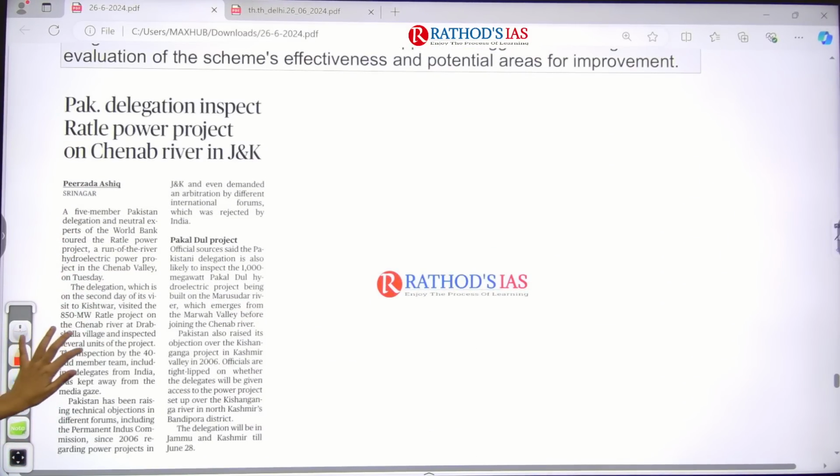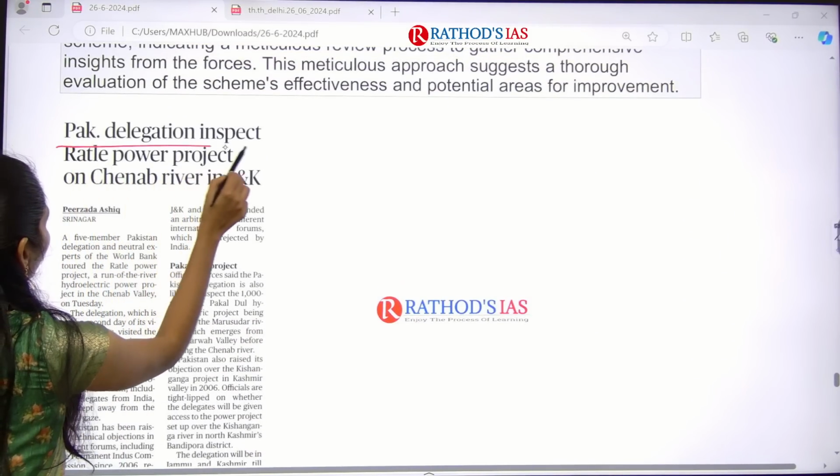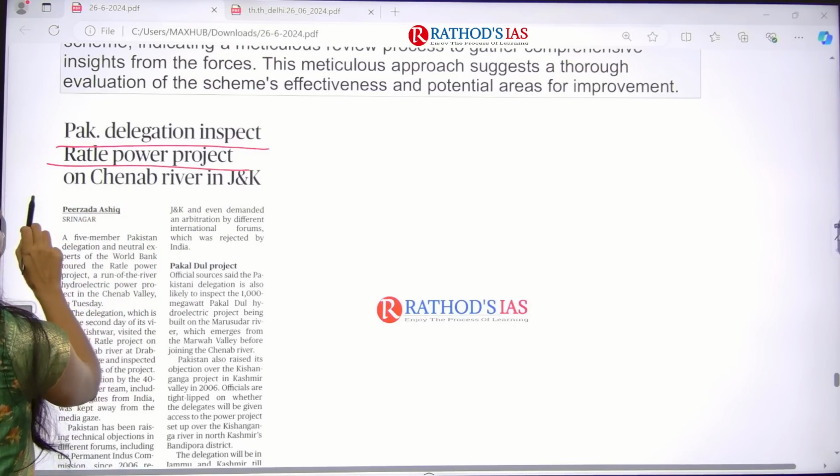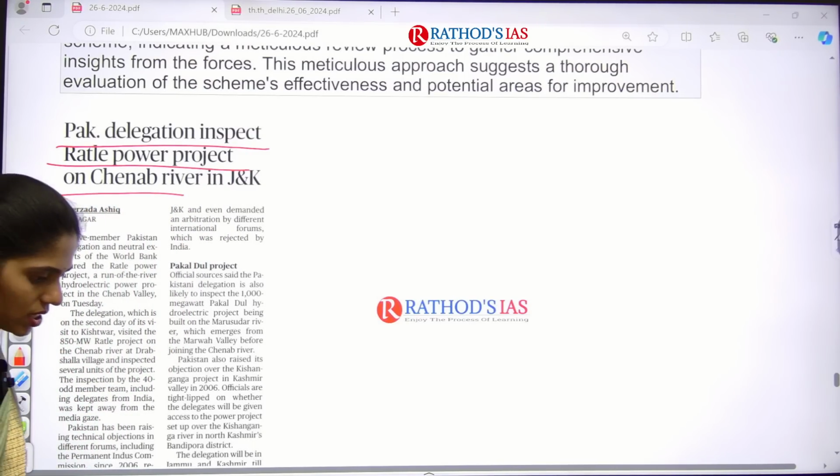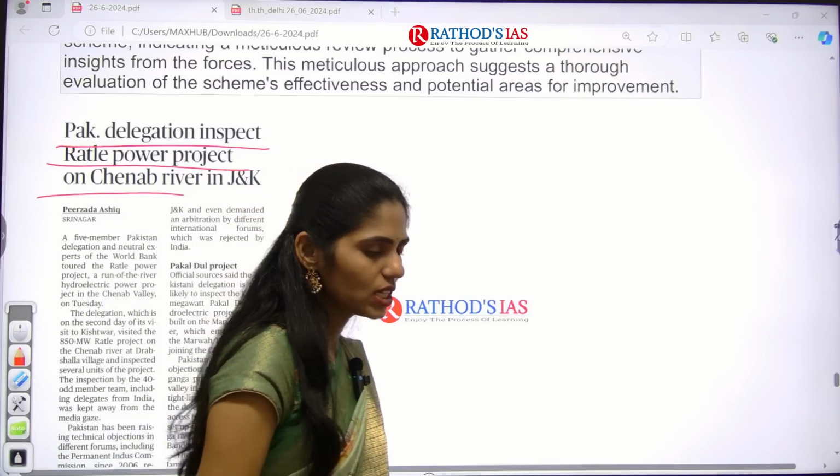Yes, and there is one article about the Pakistan delegation inspecting the Ratle Power Project on the Chenab River in Jammu and Kashmir. In yesterday's newspaper, we discussed the Indus Waters Treaty.